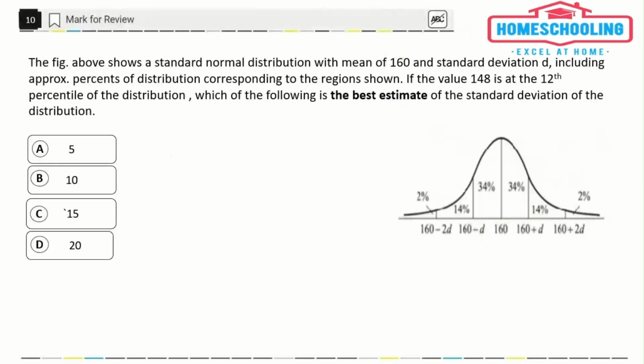Now question number 10. It says the figure, it's not above, it's below. The figure below shows a standard normal distribution with a mean of 160. So this is our mean, and standard deviation d, including the approximate percentage of the distribution corresponding to the regions shown. So we have the percentile distribution: 2%, 14%, 34%, 34%, 14%, and 2%.